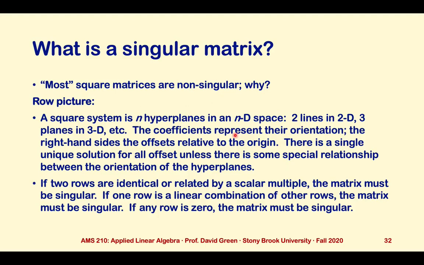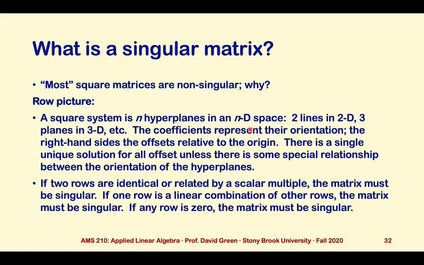The coefficients in the coefficient matrix represent their orientation: the slope of a line, the angle that a plane sits on in 3D space, and so on. And the right-hand sides just correspond to the offsets, like the y-intercept in 2D and so on.